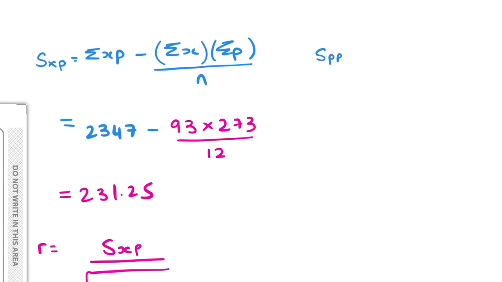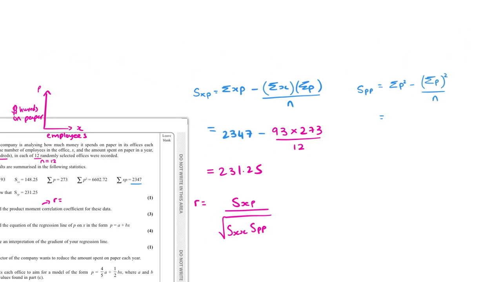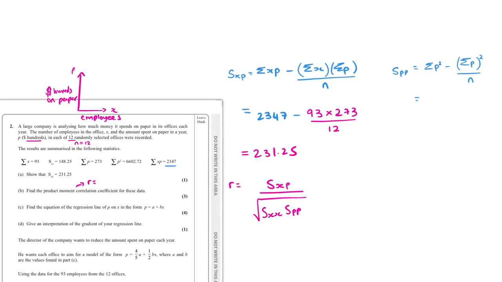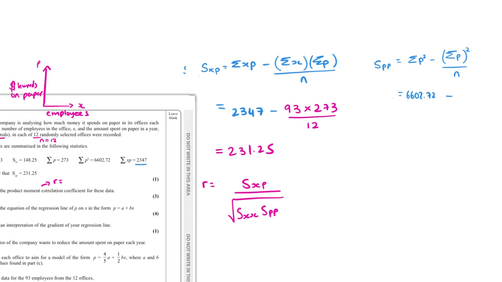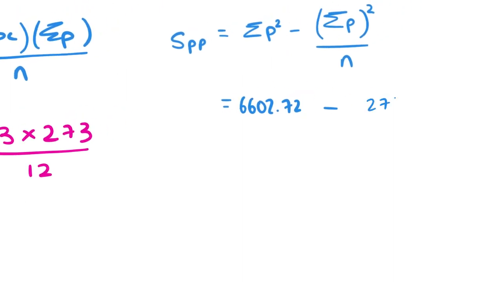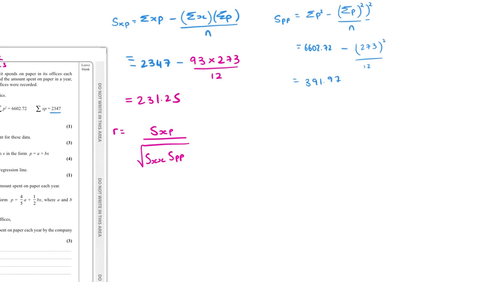So Spp equals the sum of p squared minus the sum of p all squared over n. So the sum of p squared is 6602.72, minus the sum of p, which is 273, squared over 12. Okay, I'm going to put that into my calculator. So that's 391.97. Amazing. Okay, so now I'm going to have all my information needed.